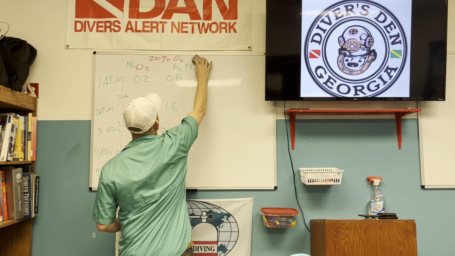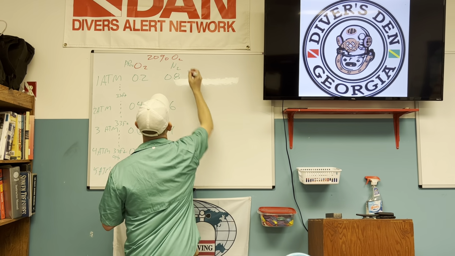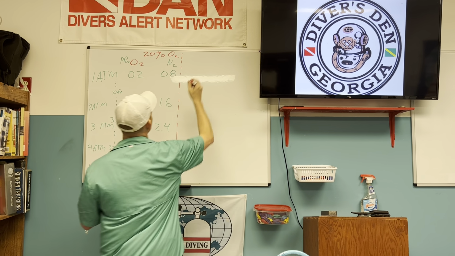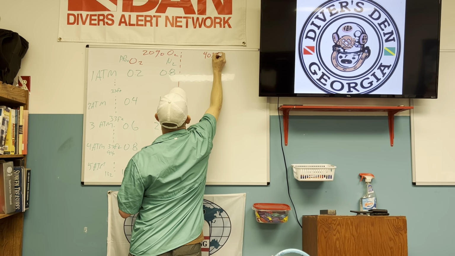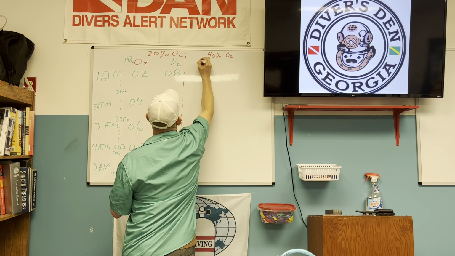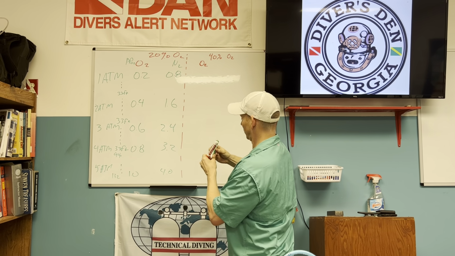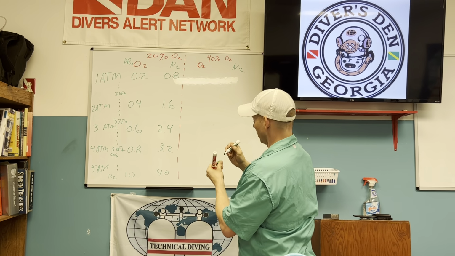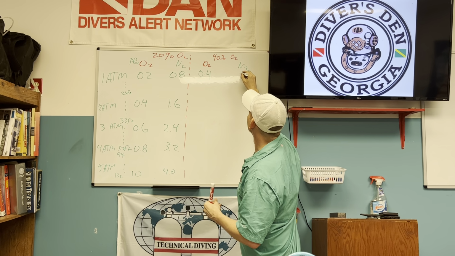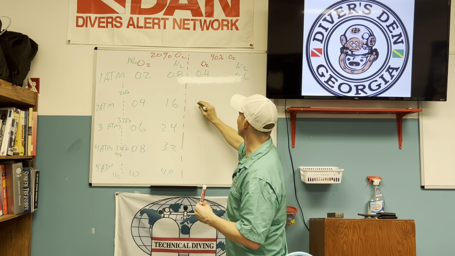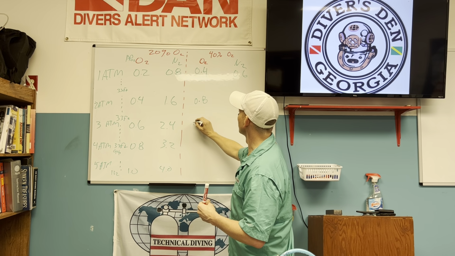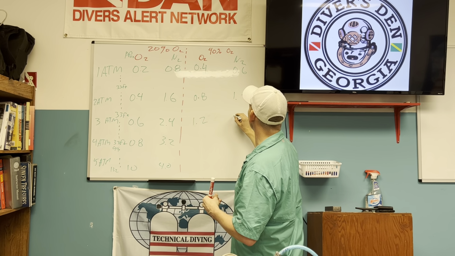So let's look at a gas that has a lot more oxygen. Let's say the maximum we're allowed to do as recreational divers: a 40% oxygen mix. So my O2 and then my nitrogen. At 1 atmosphere, it's going to be 0.4 and then 0.6. At 2 atmospheres, it's going to be 0.8 and 1.2. At 3 atmospheres, it's going to be 1.2 and then 1.8.